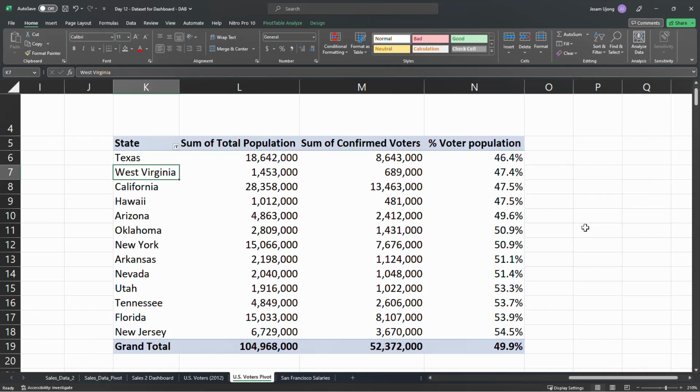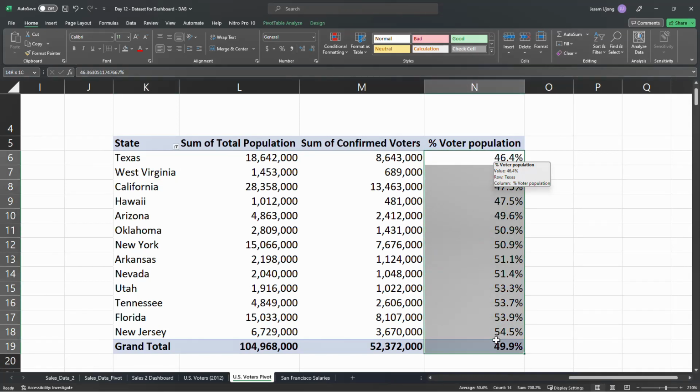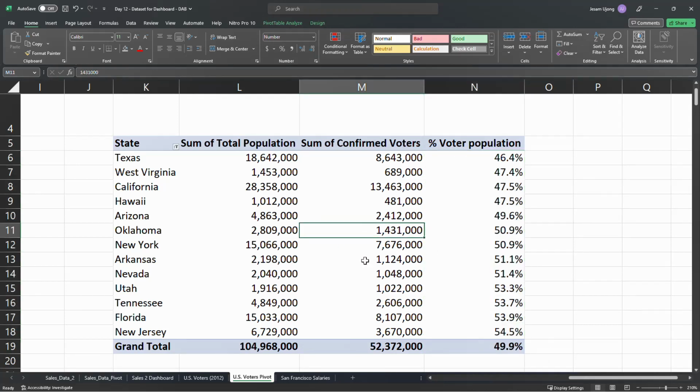And it just showed me the voters population for those below 55%. And there we have it. Voila.